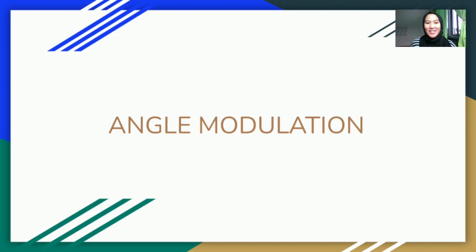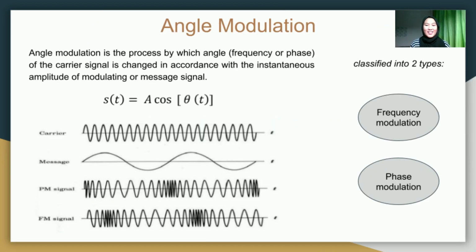I, Patricia Inanda, will now explain angle modulation. So what is angle modulation? Angle modulation is the process by which the angle, frequency, or phase of the carrier signal is changed in accordance with the instantaneous amplitude of the modulating or message signal. It is classified into two types, which are frequency modulation and phase modulation.